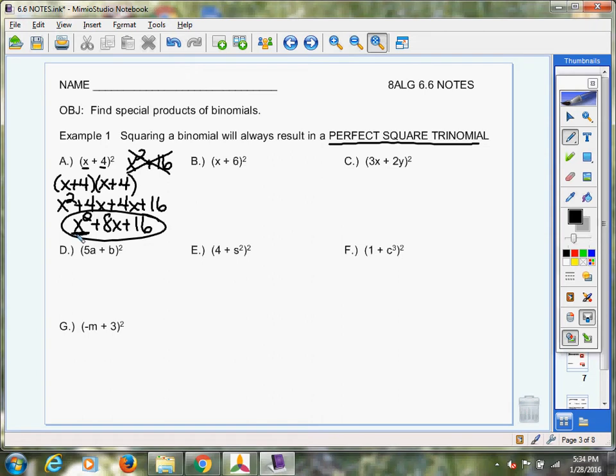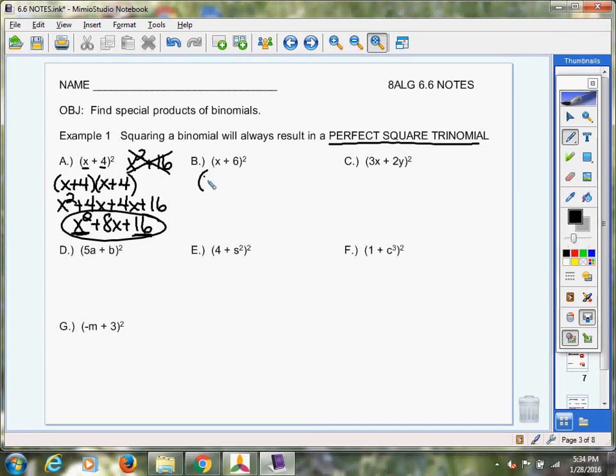The last term, 16, is also a perfect square. What that means is you squared a number to get 16. You squared 4. 4 squared is 16. The number 16 is a perfect square. Okay? Not so much the 8x. That really doesn't have to be a perfect square, but the first and last terms are. Okay? So let's look at letter B.